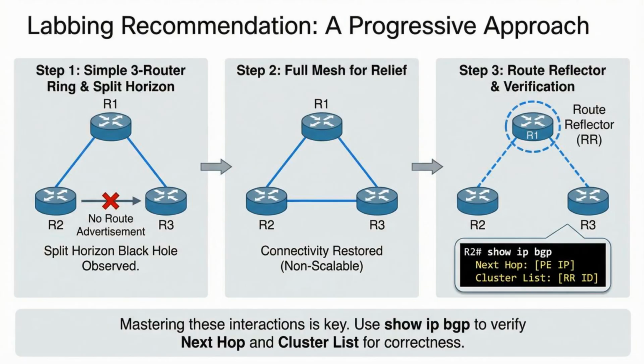If you are labbing this up, and you should be, start with a simple 3-router ring. Watch the split horizon rule break your connectivity. Then configure a full mesh to fix it. Then tear it down and configure a route reflector. Use the show IP BGP command and look specifically at the next hop and cluster list fields. That is where the truth lies.